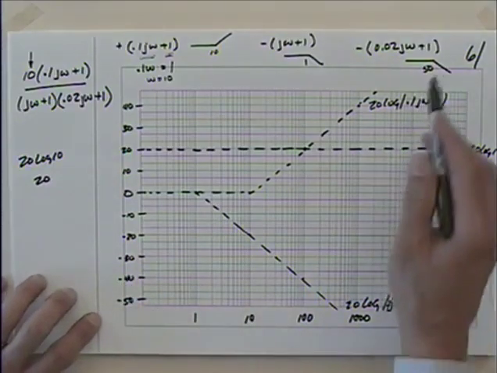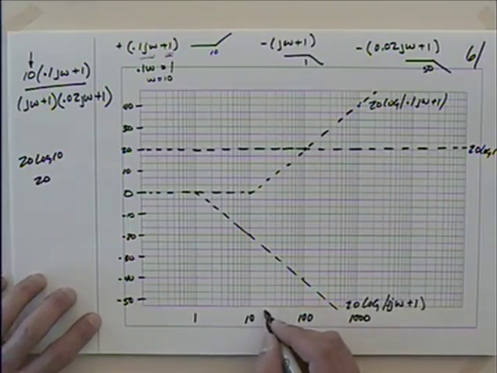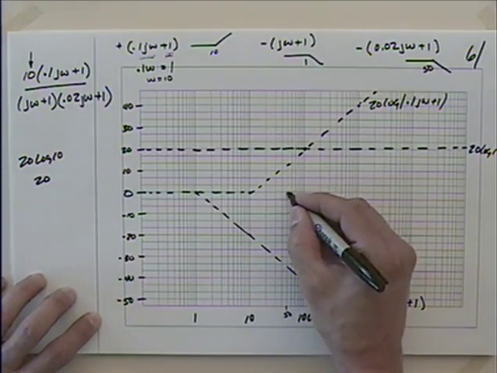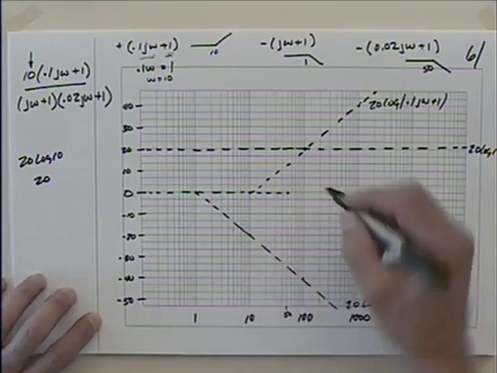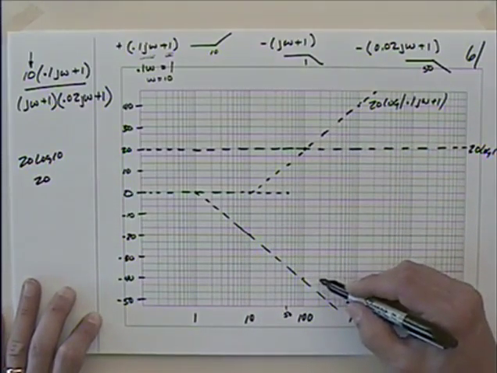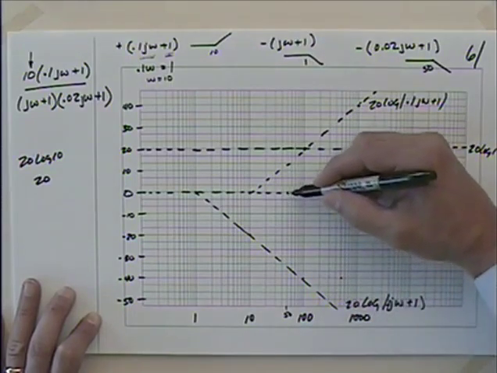So we've got those two. This last one's going to turn down at 50. So there's 10, 20, 30, 40, 50. That's 50. So then we're going to be over here at 500, 200, 300, 400, 500.